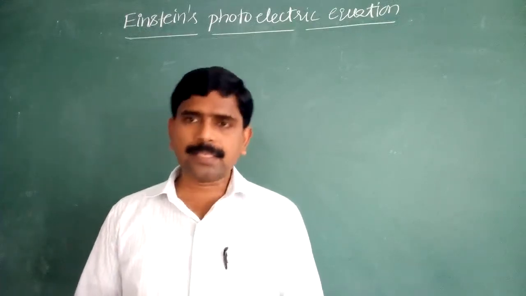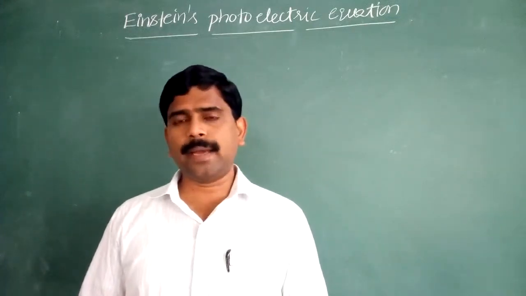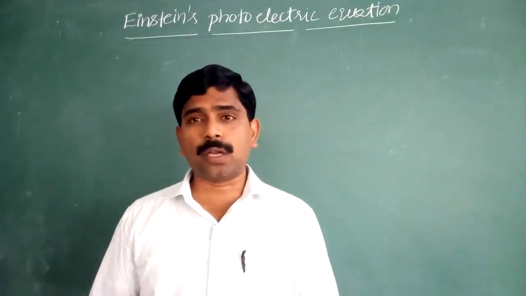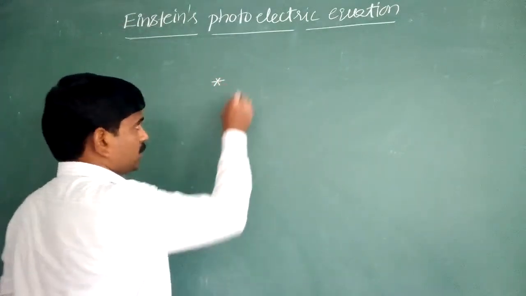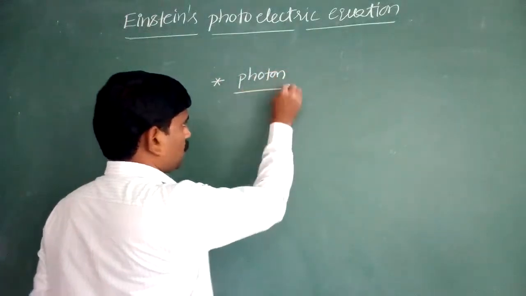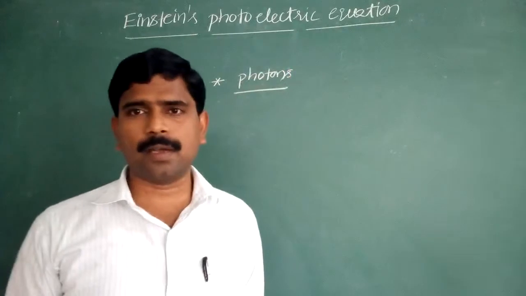Einstein postulated that light consists of particles. Those particles we call photons. According to Einstein's postulates, light consists of particles, and those are called photons.